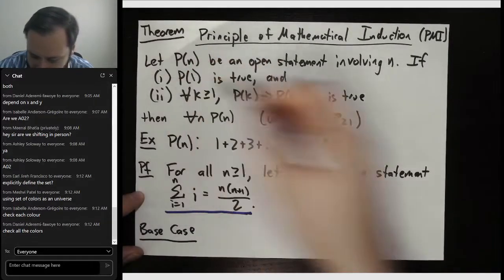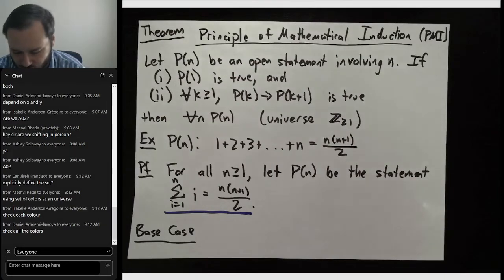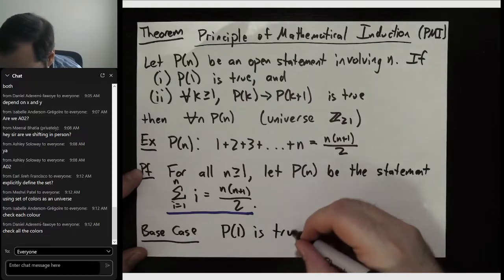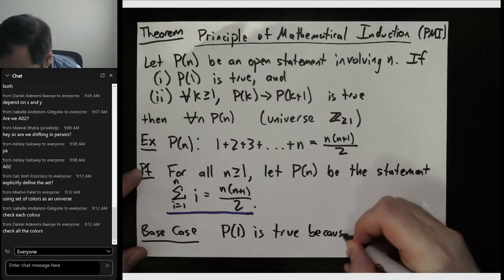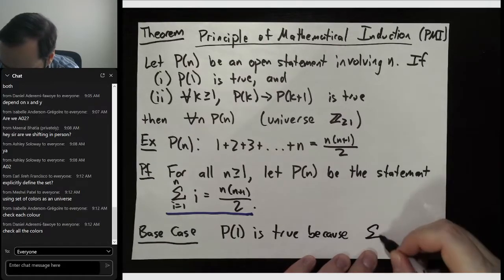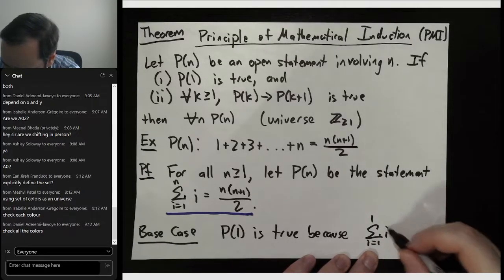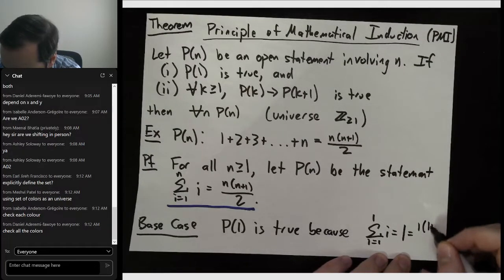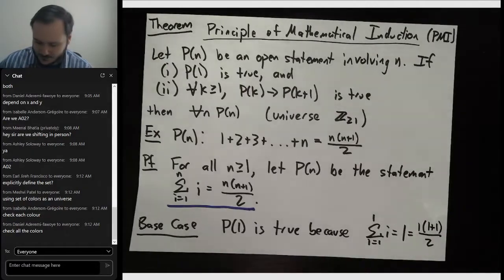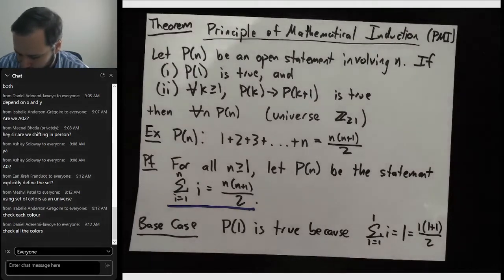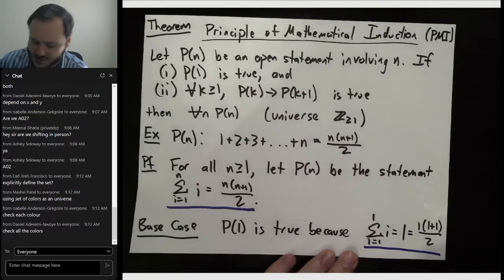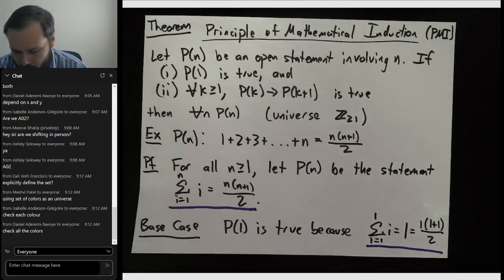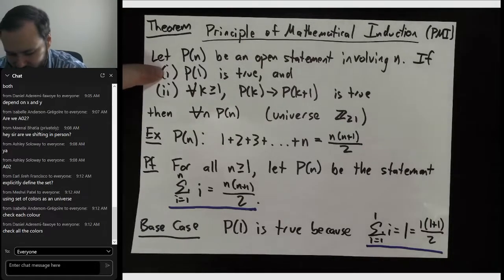Base case is my first bullet point here. I need to show that P of 1 is true. P of 1 is true because the sum from i equals 1 to 1 of i is equal to 1, and 1 is equal to 1 times 1 plus 1 divided by 2. This is the specific stuff. This is what I want to see every time. Okay, so I have my base case. That's my step 1.